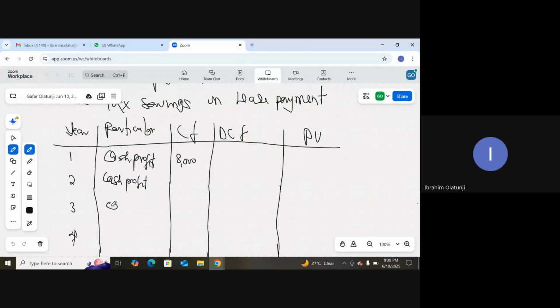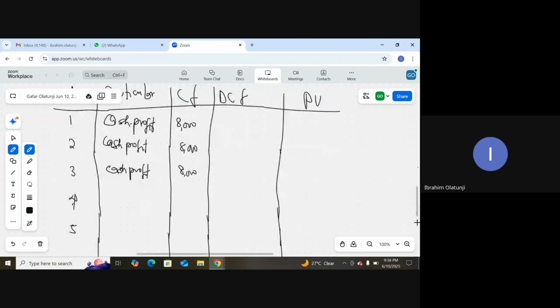Okay, cash profit, 8,000 naira. It says it is for 5 years. Cash profit, 8,000 naira. Cash profit, 8,000 naira for 5 years.